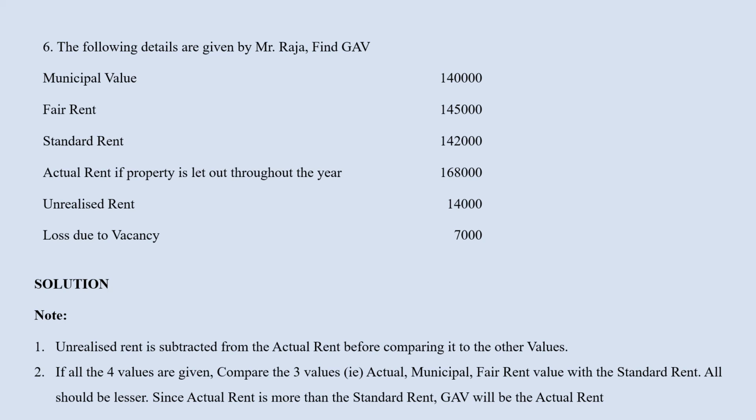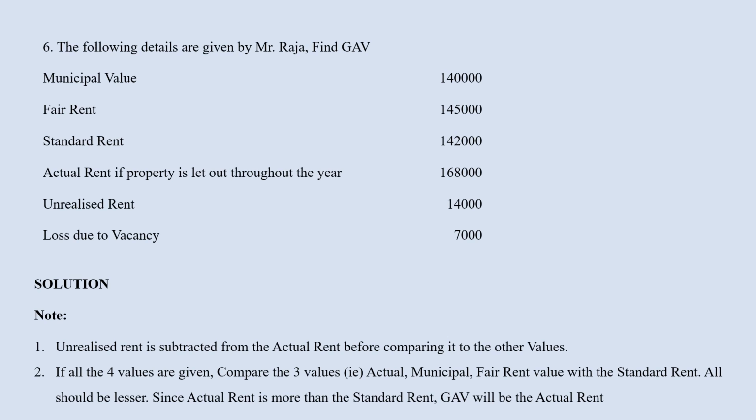So what do you mean by unrealized rent? Unrealized rent means you have let it out for rent, but you have not got the money for rent. That is the tenants have not paid you the money for a particular month or for a few months. So that is called as unrealized rent. So in this situation, what you're supposed to do? So when you're calculating unrealized rent, you're supposed to subtract it from the actual rent before comparing it with the other values. So when we are calculating the GAV and when we are going to compare it to the other values, this unrealized rent should be minus and then only it should be compared.